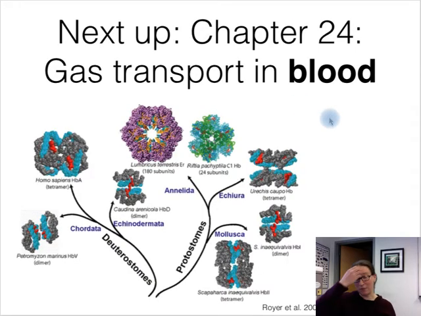So that's it for breathing systems, and from here our next topic is going to be dealing with our next component of getting oxygen to the tissues that need it and removing carbon dioxide from those tissues. So we're going to be examining how gas gets transported in blood in much greater detail.